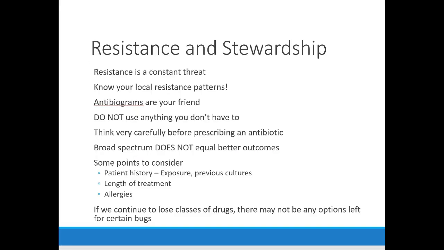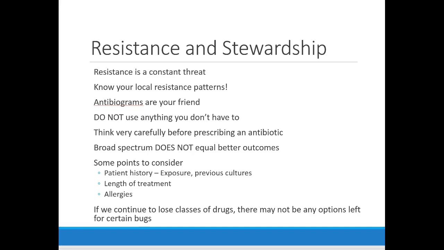Oh, back to stewardship quick. Some other pointers. So antibiograms are a big thing. Don't ever use something you don't have to. Patients can be pushy about antibiotics sometimes. You got to hold your ground as a healthcare professional sometimes and say, nope, this is a common cold. You have a virus. You do not need antibiotics. Trust me, it's not going to help you. You're just putting yourself at risk for side effects.